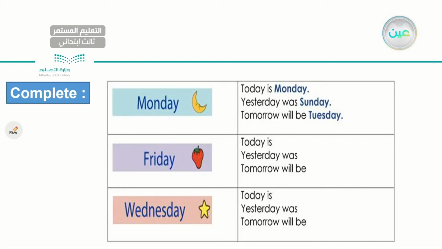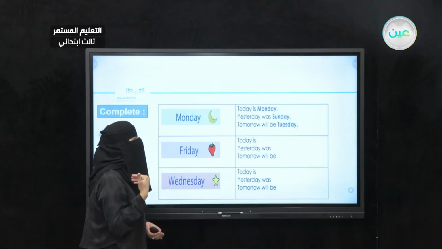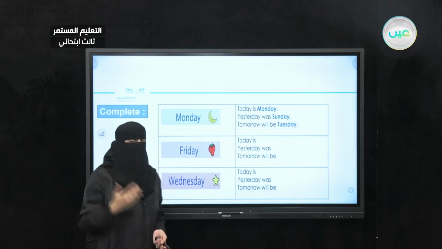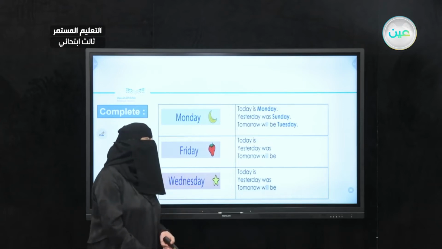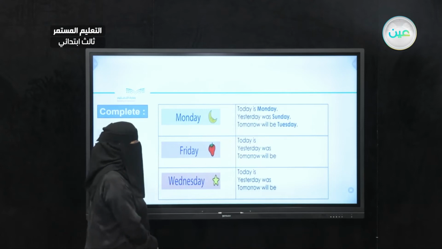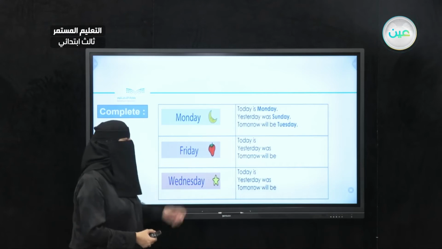Today is Monday. So if today is Monday, yesterday was what, my dear student? Yesterday was Sunday. Very good. Yesterday was Sunday. And tomorrow will be Tuesday. Very good, my dear student. Tomorrow will be Tuesday. Now, I know you can do this one. Let's go to the next one.